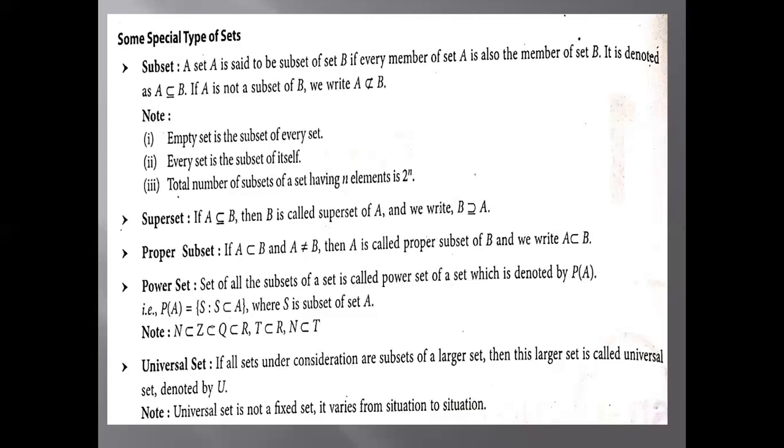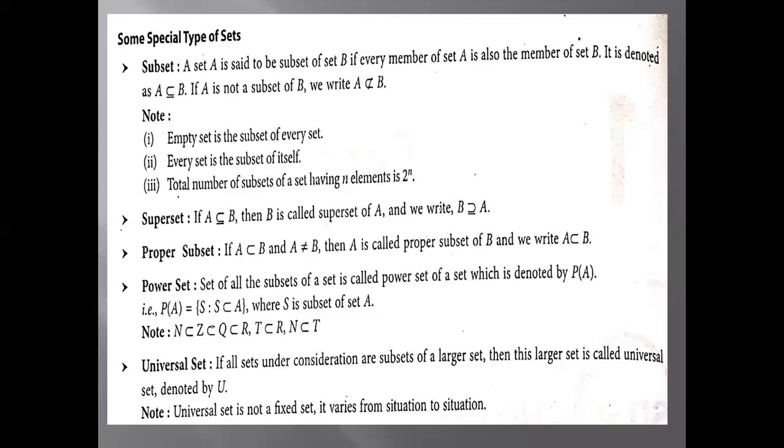Proper subset: if A is a subset of B and A is not equal to B, then it is called a proper subset. Means a set itself can also be called a subset, but while writing the proper subset we are not supposed to include the same set as a subset. So that's why we write A is not equal to B.